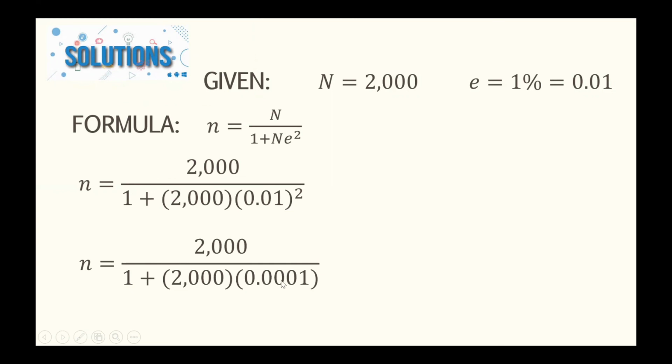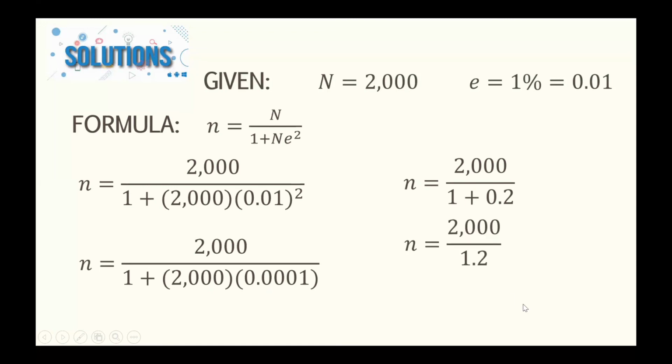That is 0.0001 and then the rest just copy. We have here this 0.0001 will be multiplied by 2,000. That is 0.2 and then the rest just copy. Next is to add 1 and 0.2. That is 1.2. It's the time that you're going to divide 2,000 by 1.2. In your calculator, that is approximately 1,666.67.